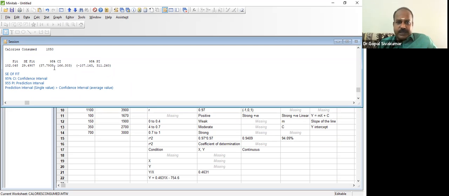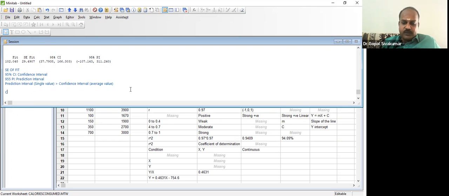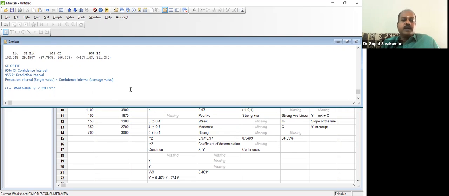And when you want to know how these values are arrived at, you must use this value. What is this value? Standard error. So the confidence interval is nothing but the fitted value plus or minus approximately 2 times the standard error. When you put approximately 2 times the standard error, you will get the confidence interval, right?